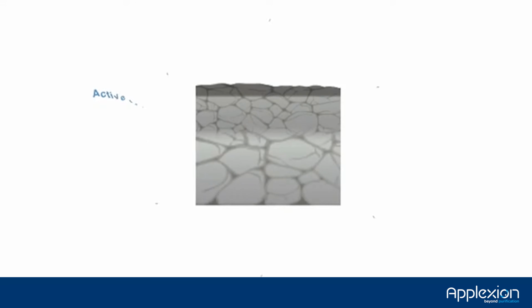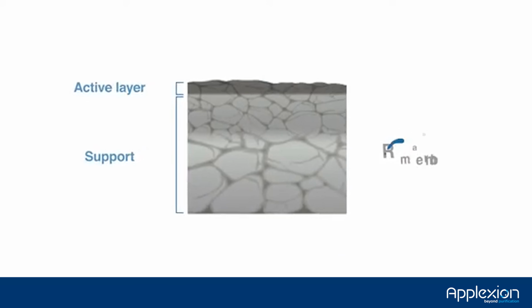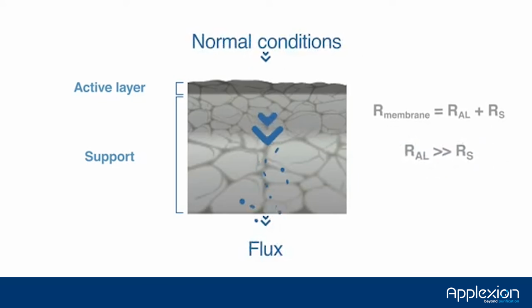One needs to take some precaution before backpulsing to prevent damage to the membrane. As you can see, overall membrane resistance is a combination of the active layer membrane resistance and the support resistance. Active layer resistance to flux is much higher than support layer resistance, as the material is much denser at the active layer. For this reason, the active layer is kept as thin as possible.